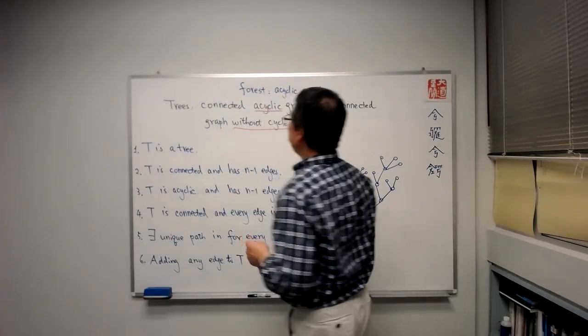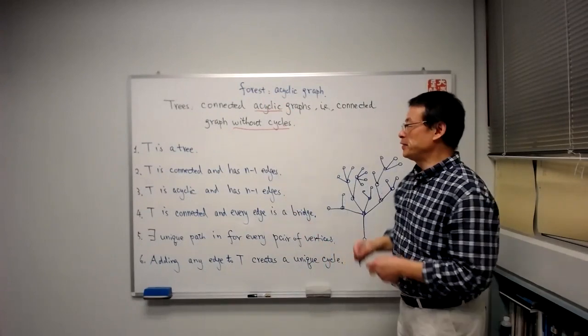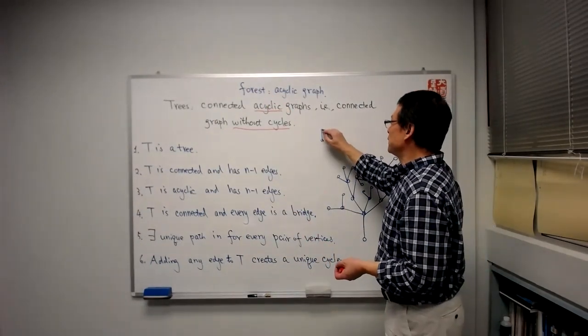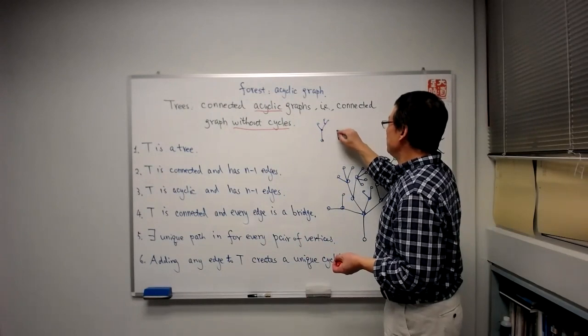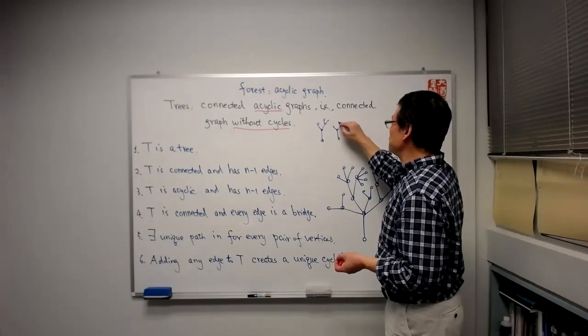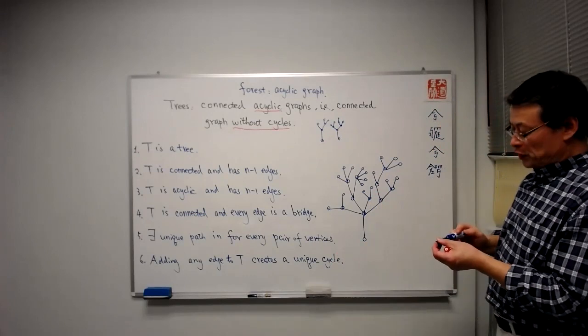In other words, each connected component of a forest is a tree. So we have a collection of trees. So this one is a forest, of course. If we have many trees, more than one tree, then it's called a forest. So that's a forest. All right. So that's the definition of a tree.